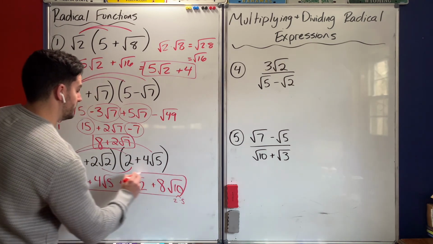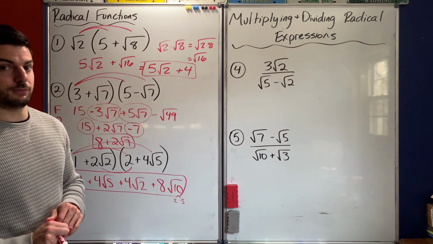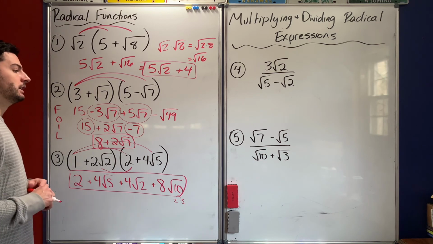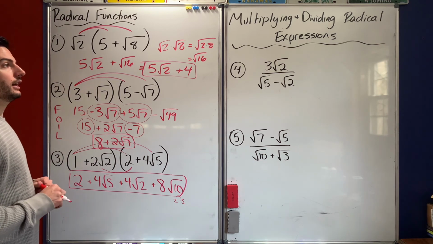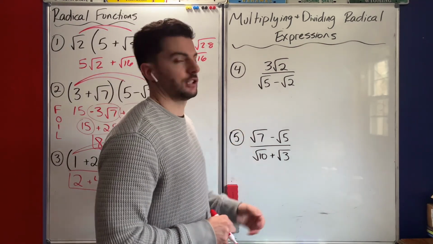Sometimes you could simplify it down a lot, sometimes you really can't simplify it much after you multiply. So that happens for number 3. All right, so that is multiplying some radical expressions. Now looking at 4 and 5, these are going to be a little longer.